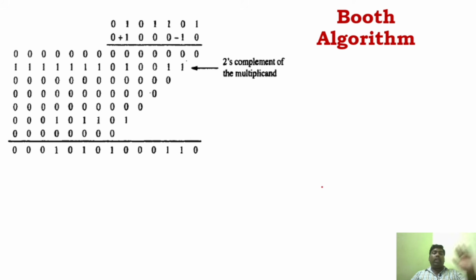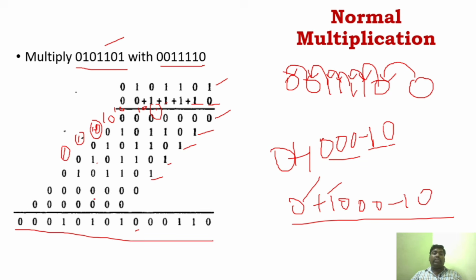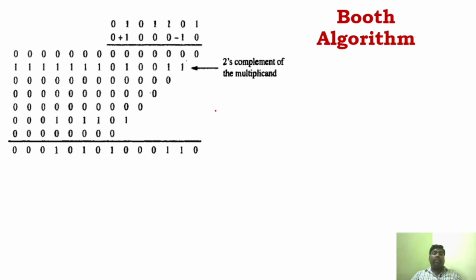And understand one particular thing. So far in normal multiplication, there is no minus sign, correct? But here we have a minus sign. If it is positive 1, what you will do? You will write the same multiplier value. If it is minus 1, normally what you will do? You have to write the 2's complement of this number, okay?